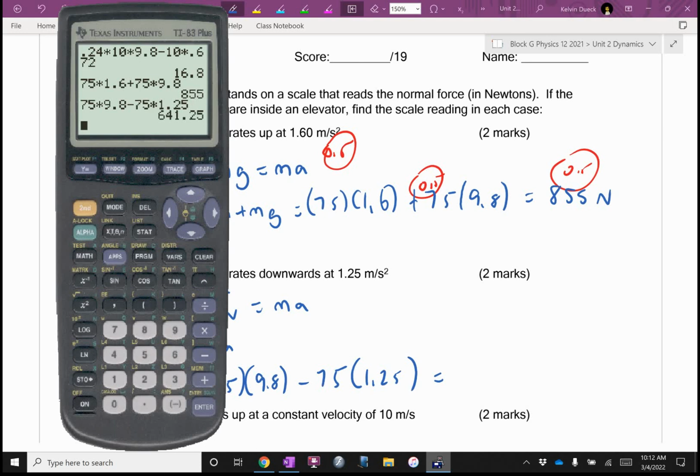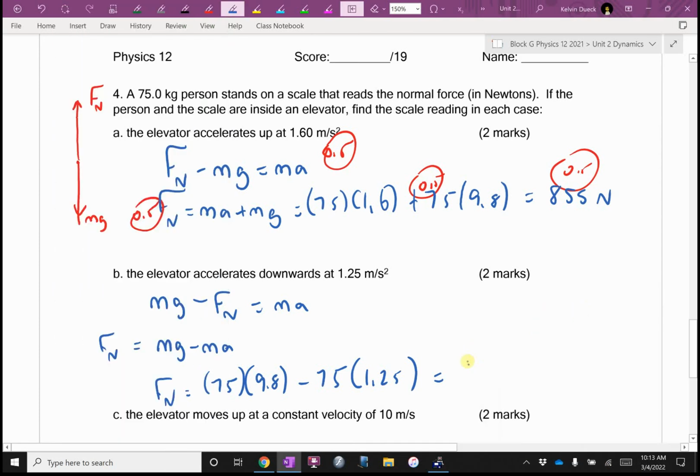What if instead of asking you for the normal force in newtons, what if I had asked for kilograms, divided by 9.8? That's what your standard bathroom scales actually do. Pause for a second. So I got 641 newtons.